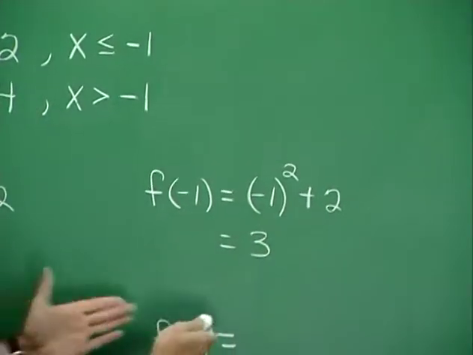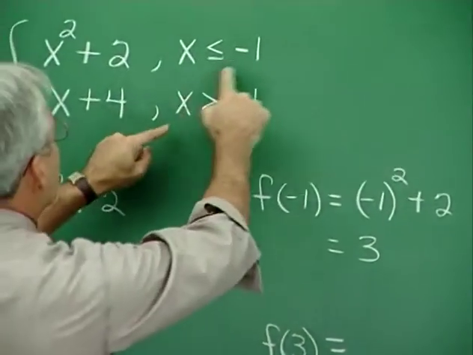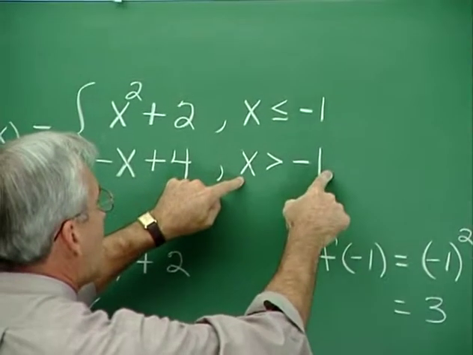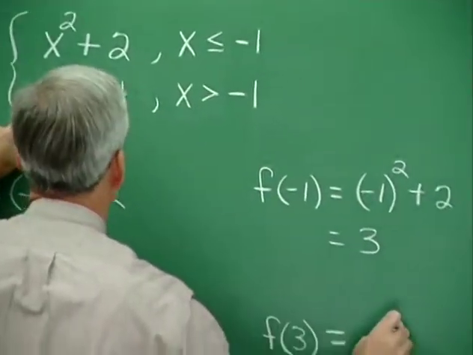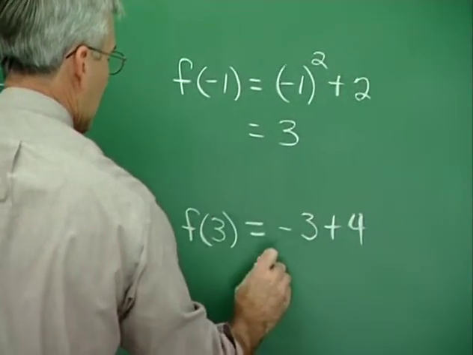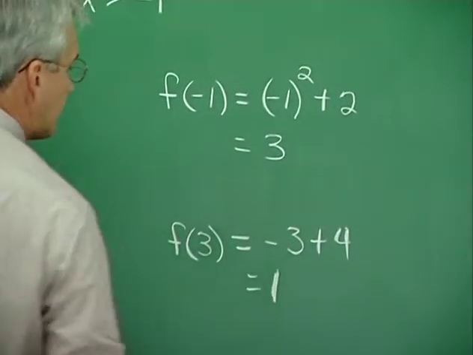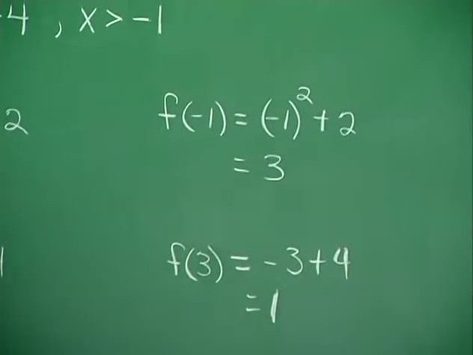And then f of 3, 3 is in this region of x is greater than negative 1. We'll use this expression. So we have negative 3 plus 4 or 1. A piecewise function.